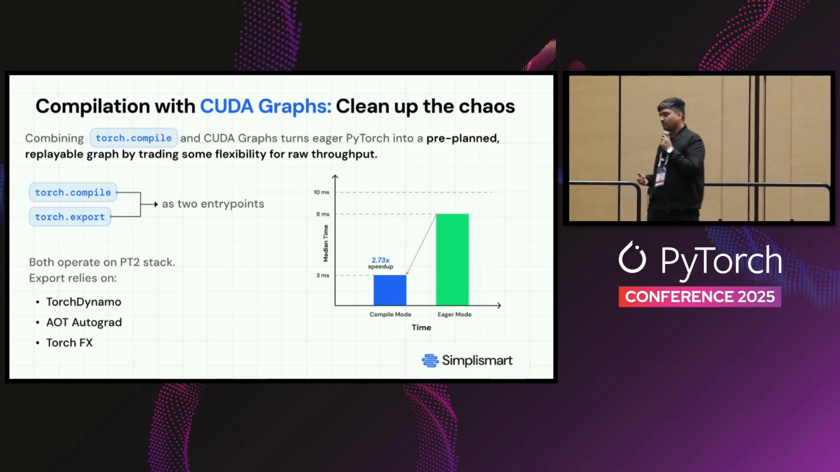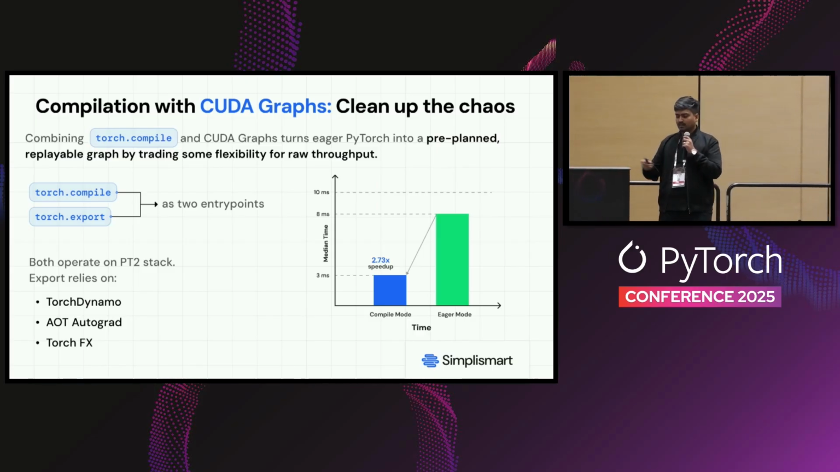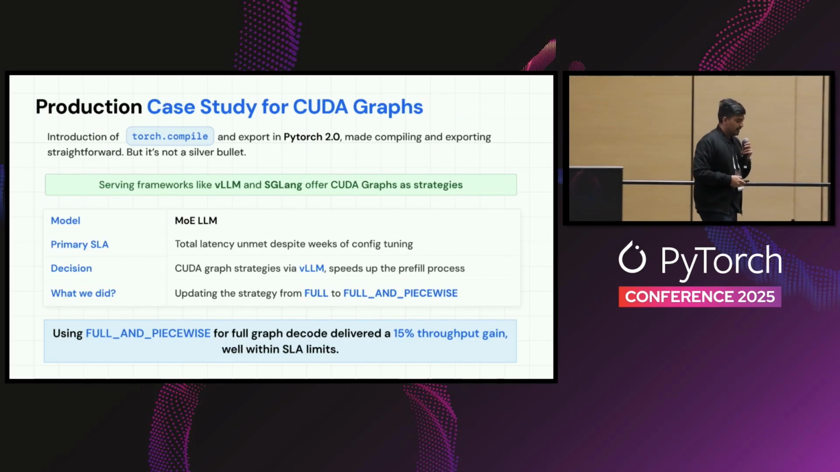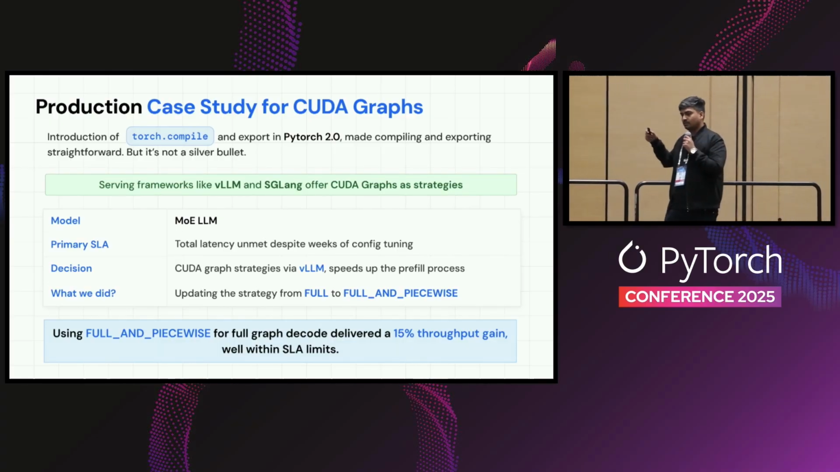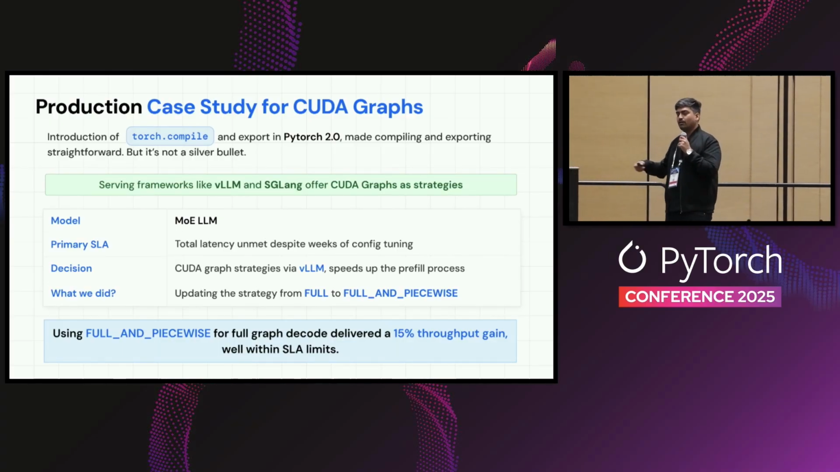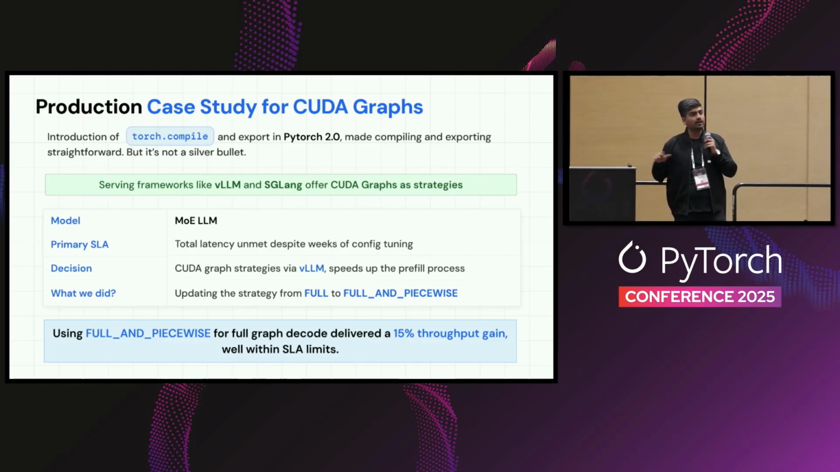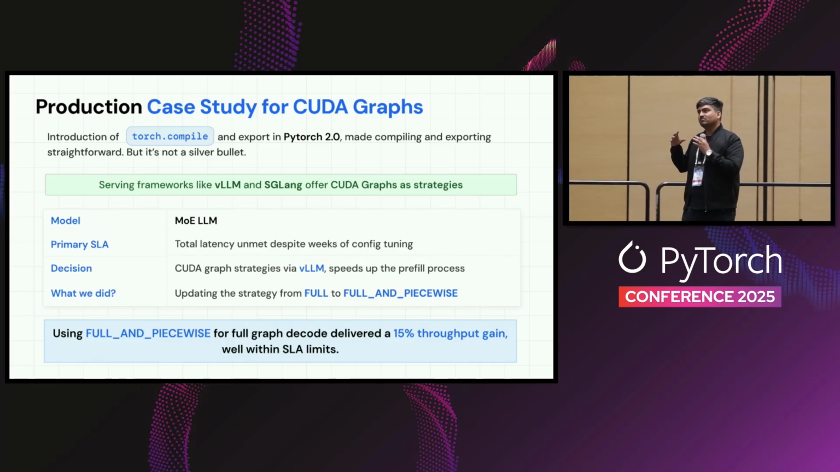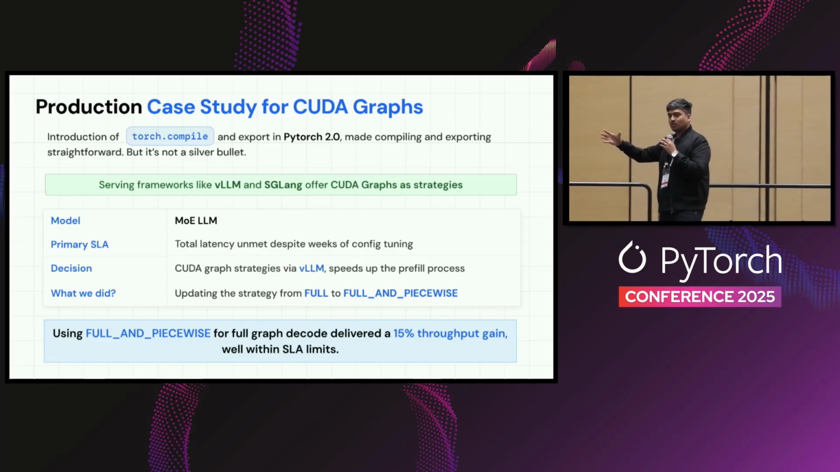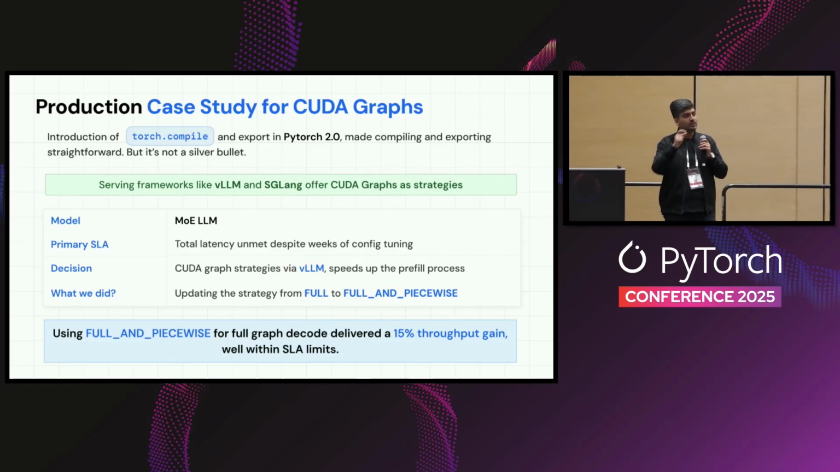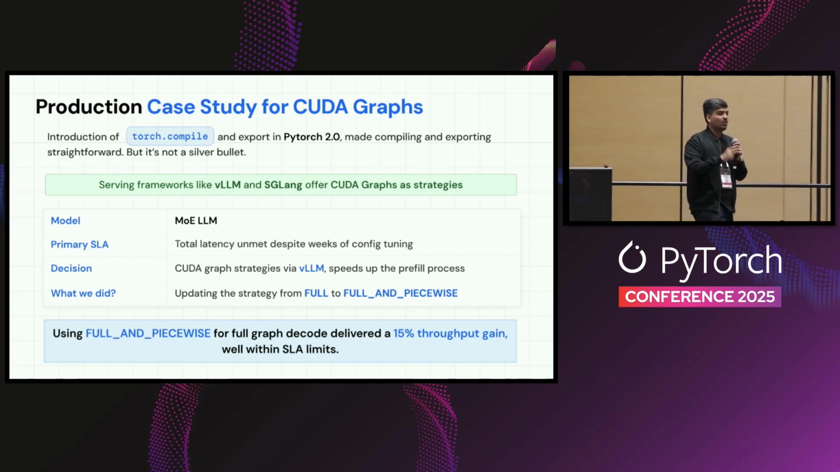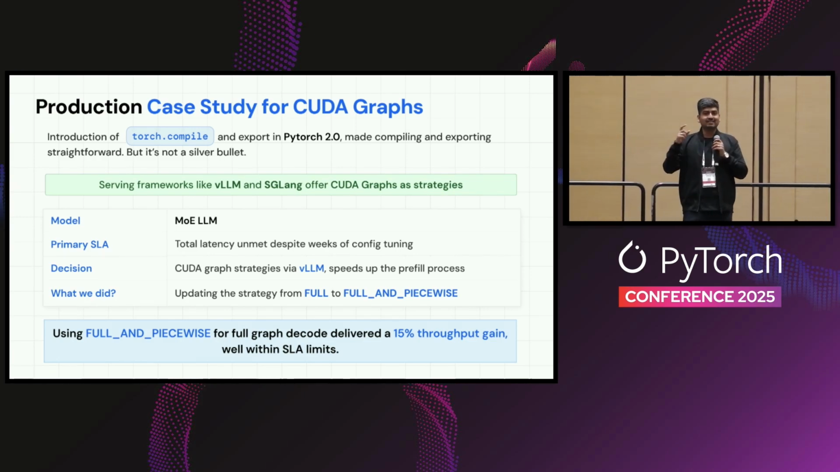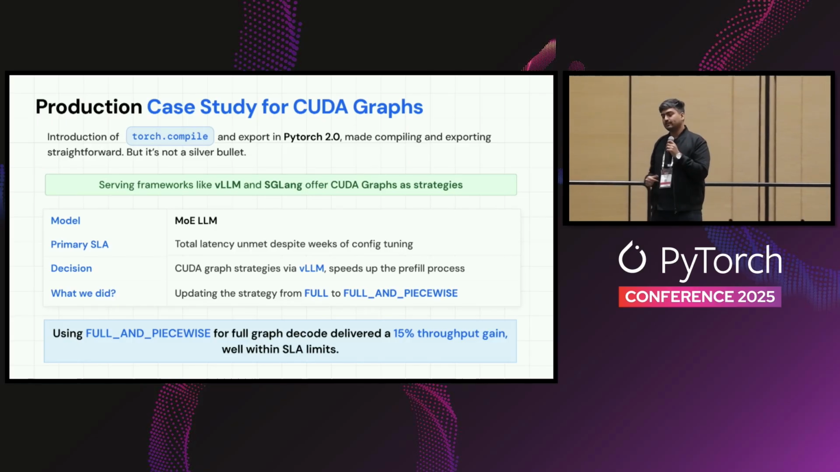But what may seem like a silver bullet is rarely so. So we were working with an MoE LLM for a production use case where you need the full output in a certain amount of time. Now, the team that we were working with spent weeks fine-tuning the vLLM config in order to get to the right state, right? But they were still missing their SLAs in total latency.